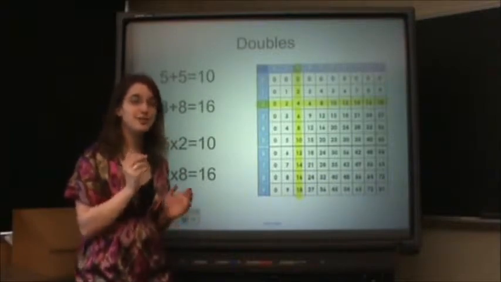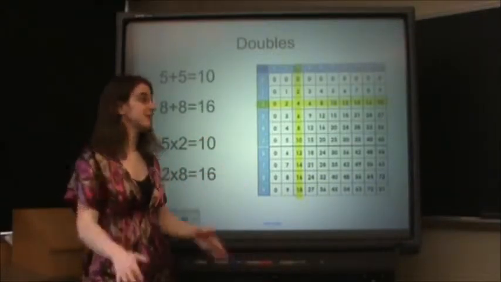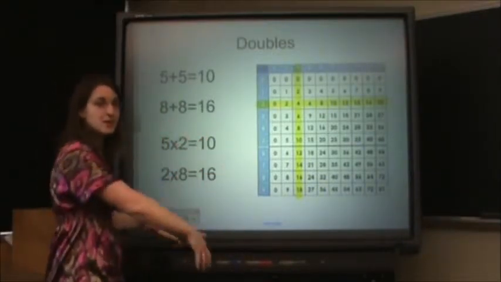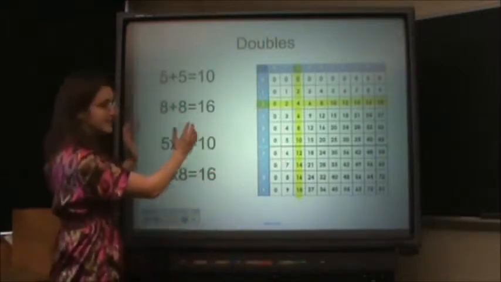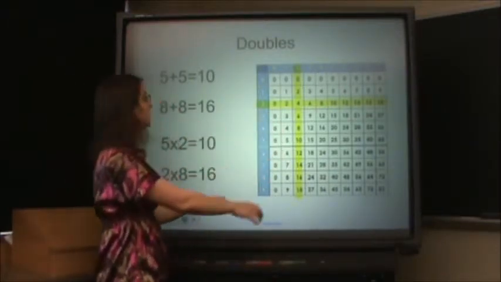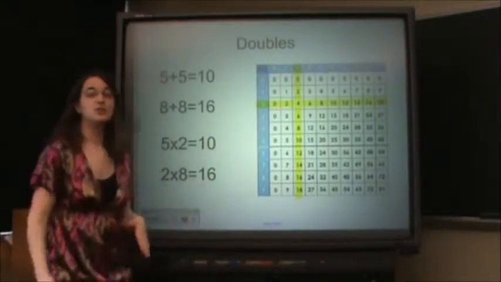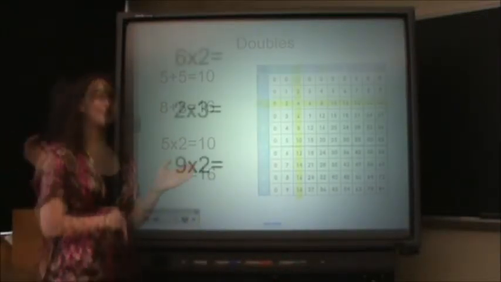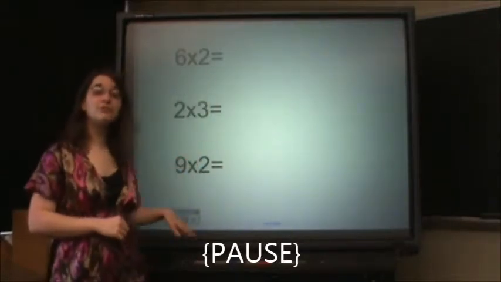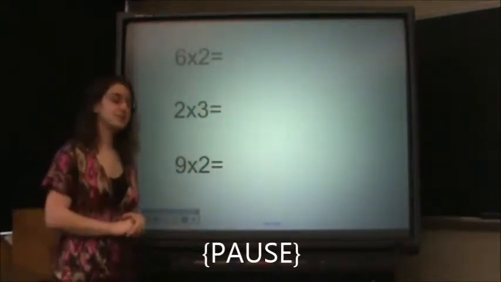You can just know that you double the number, and that's it, because you have one set of the number and then another set of the numbers. So you have one set of 8 and then another set of 8. You have one set of 5 and then you have another set of 5. So you can just do 5 plus 5, 8 plus 8. I'd like you to pause the video and solve these 3 problems as quickly as you can.